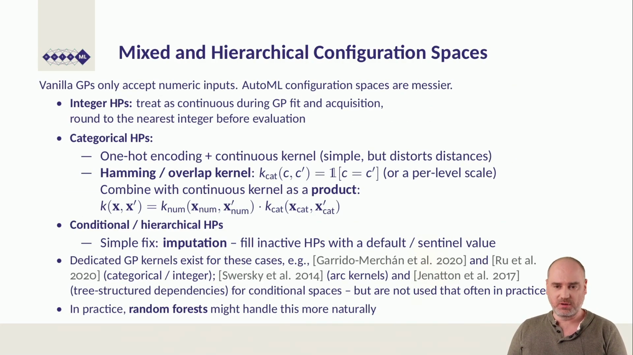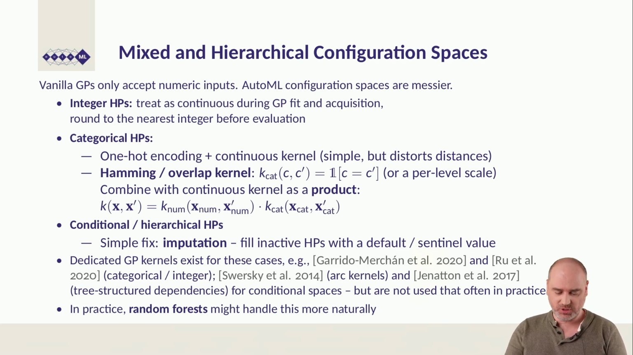Maybe a few words on mixed and hierarchical configuration spaces. So vanilla GPs usually only can deal with numeric inputs. We've already discussed that AutoML configuration spaces are somewhat messier. So for integer hyperparameters, what you can do is you can treat them as continuous during the GP fit and then simply round to the nearest integer before evaluation. For categorical hyperparameters, you can do this common one-hot encoding trick and then put a continuous kernel on the now continuous space, so to speak. This is quite simple, but it somewhat distorts distances.